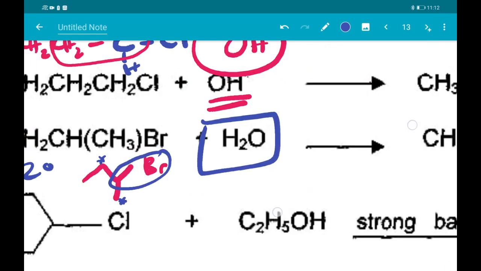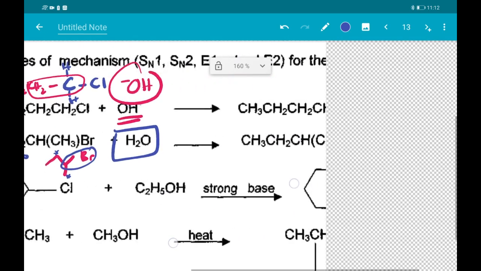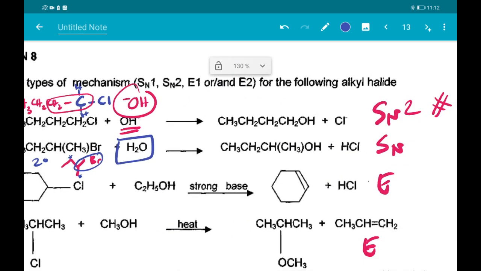Therefore, if we check back the structure, we knew that this is an SN reaction, a substitution reaction. However, it cannot be SN2 because we are using a weak nucleophile. Therefore, the only possibility will be SN1.